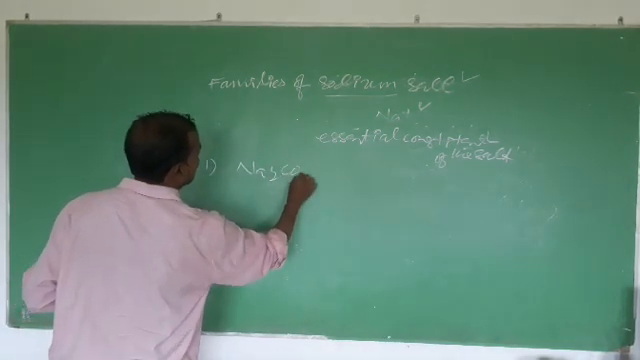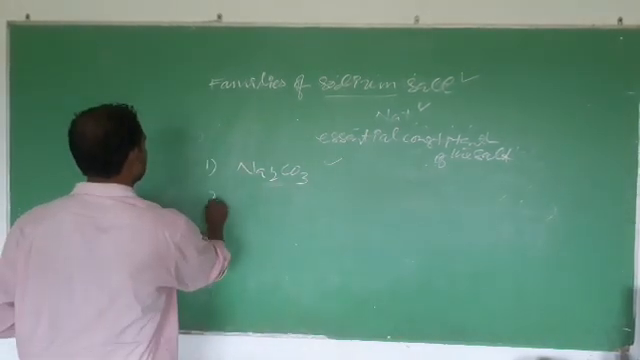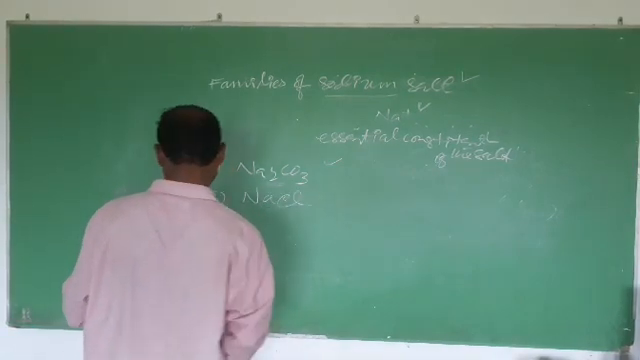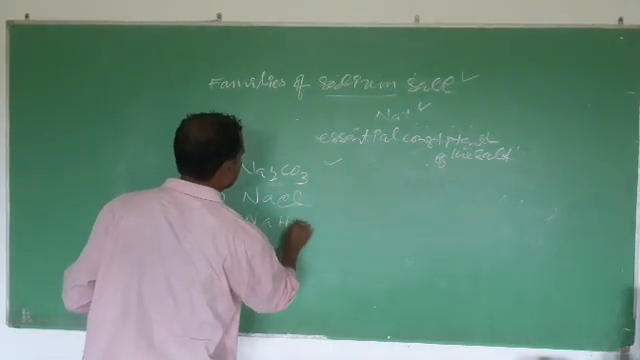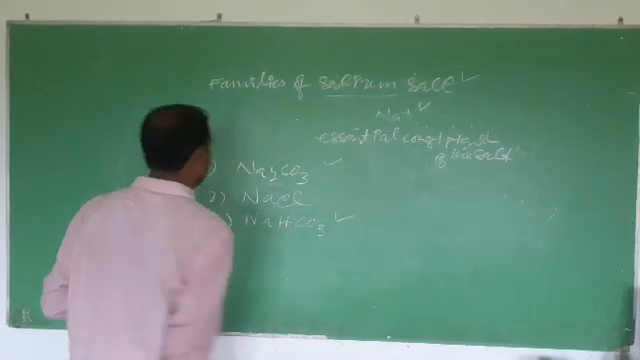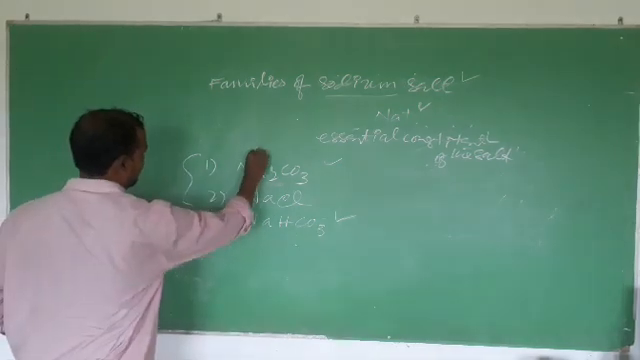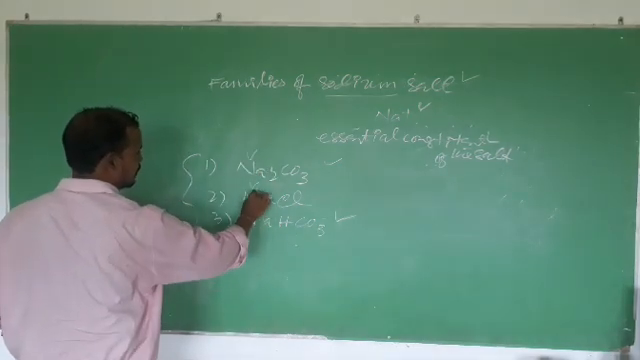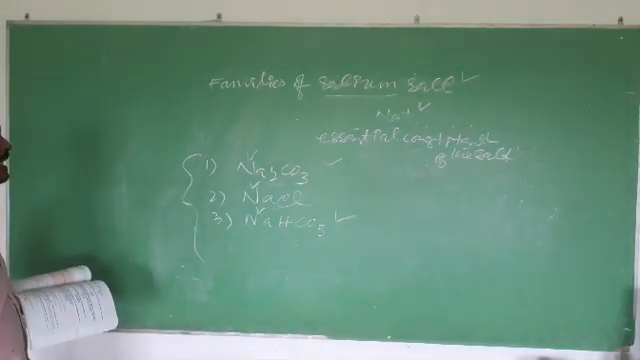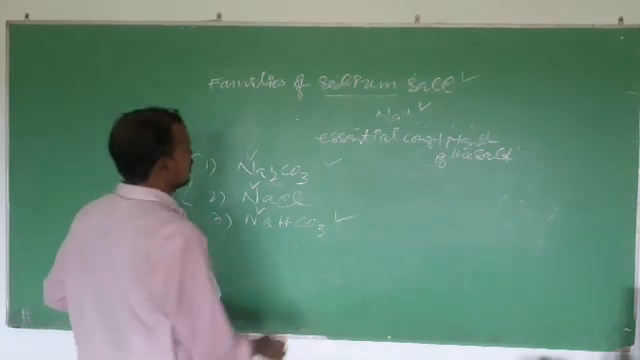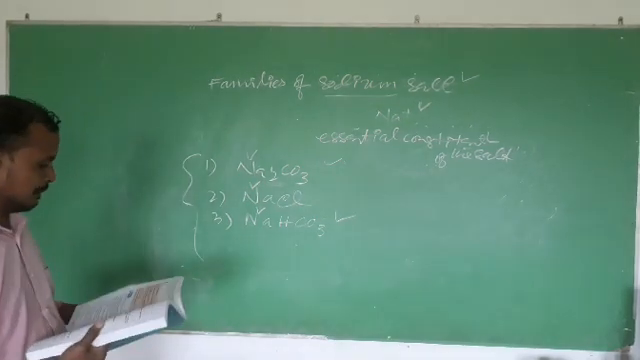Okay, and some members of the family of sodium salts you can write easily: Na2CO3, that is sodium carbonate. Also you write NaCl. Third you write NaHCO3, sodium bicarbonate. Okay, so in all three salts you will find sodium. Here also you will find sodium, here also, and here also. So sodium is the essential constituent in all the members of the sodium salts. So these belong to the sodium family.